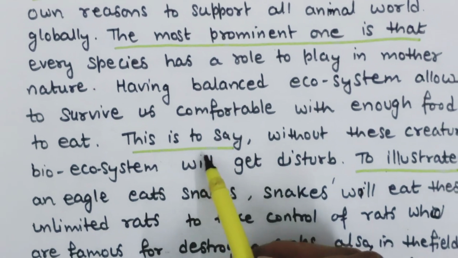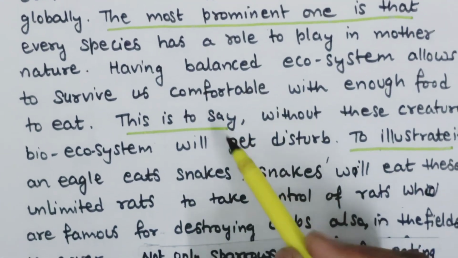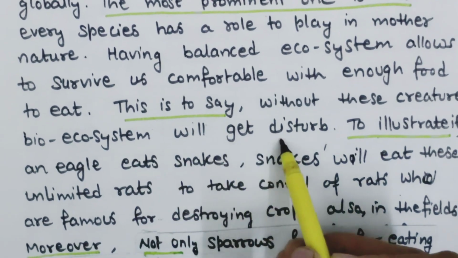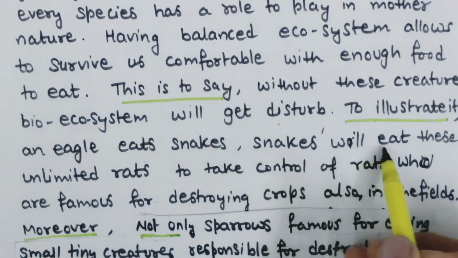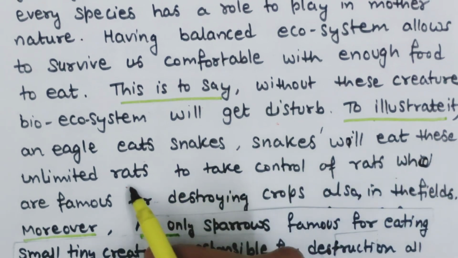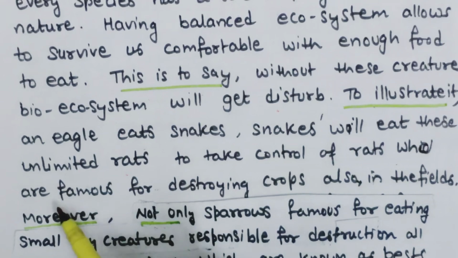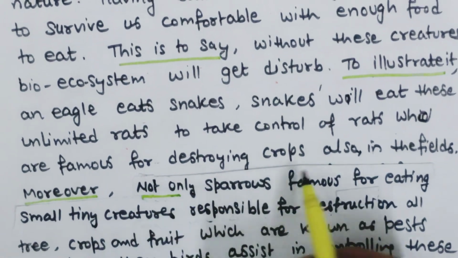This is the announcement of the point. Now I am giving the reason. Without these creatures, the ecosystem will get disturbed. To illustrate it, an eagle eats snakes. Snakes take control of unlimited rats, who are famous for destroying crops also in the fields.